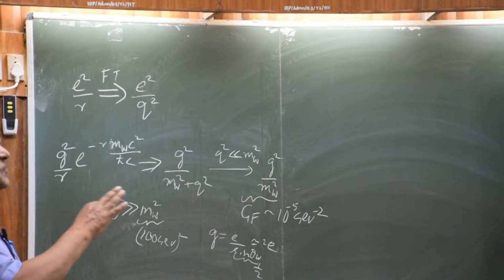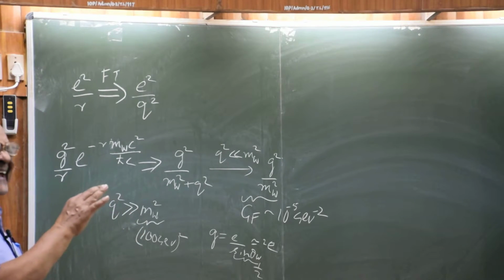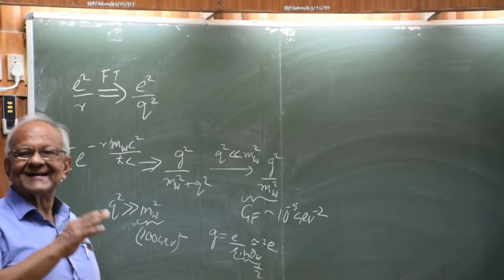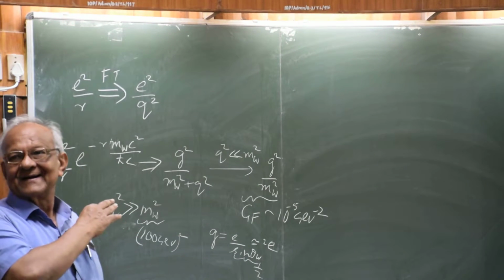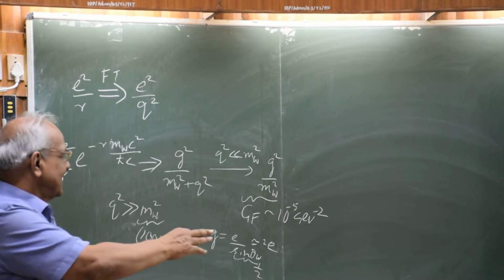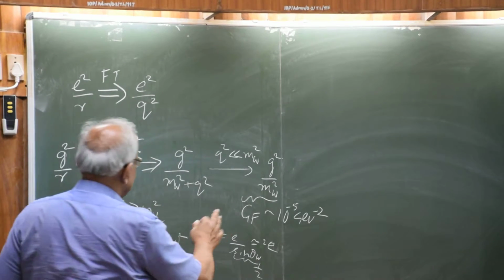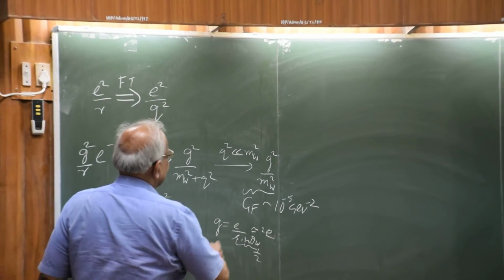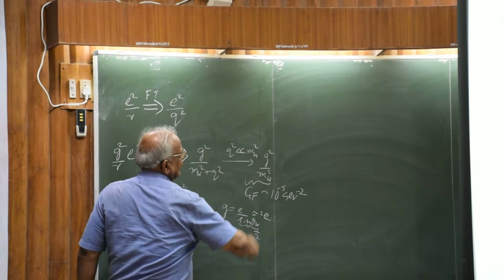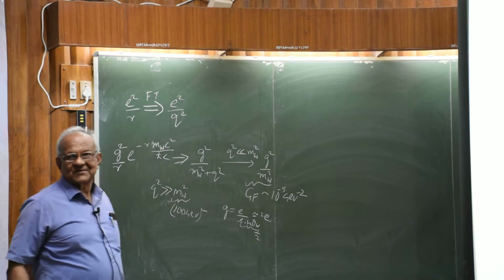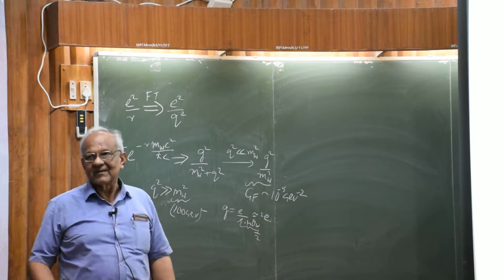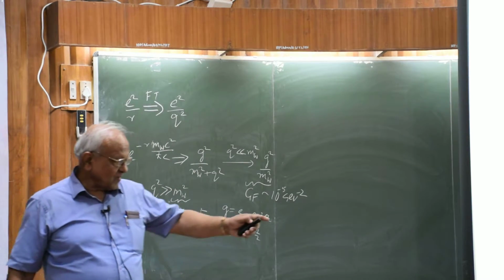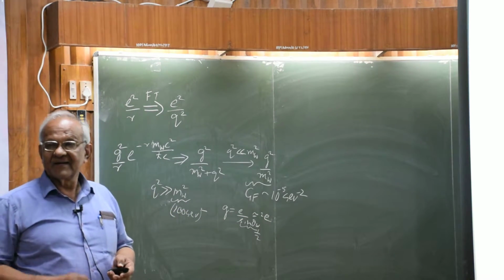Okay, but mostly you shall be interested in the interaction at energy scale much smaller than the W boson mass. So then the amplitude will be g square over M_W square, or the Fermi coupling. Is it clear?